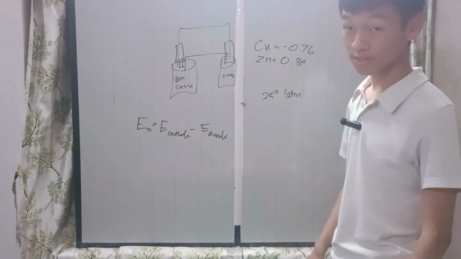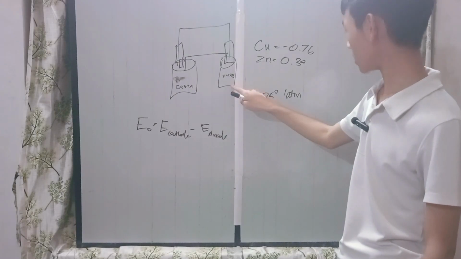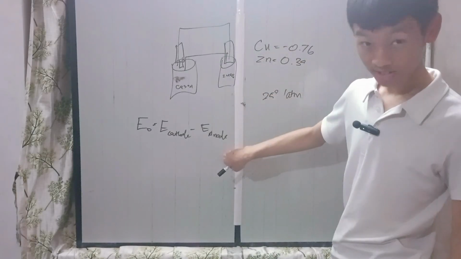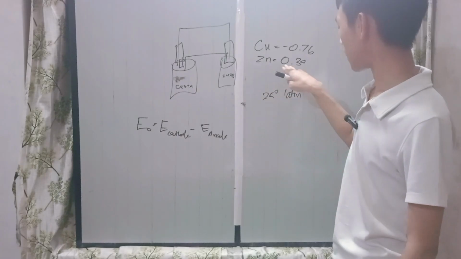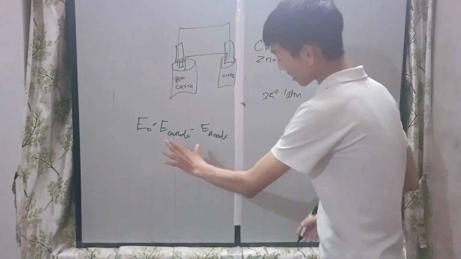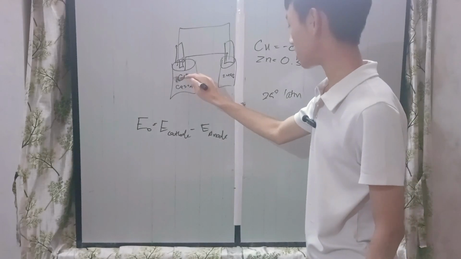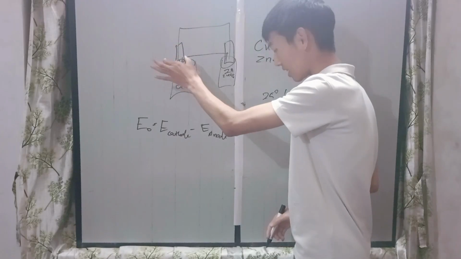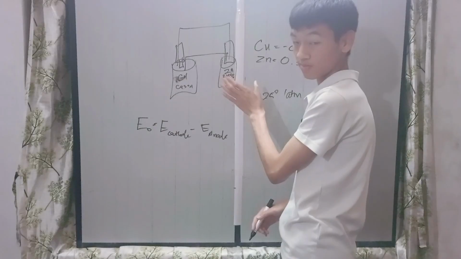Okay, since the cathode is the zinc plate, no, the copper is the anode, we can just put the value here, and we can put zinc's value here. The cathode is the positive terminal, the anode is the negative terminal. This is negative, this is positive. The copper plate here is negative, and the zinc plate here is positive.